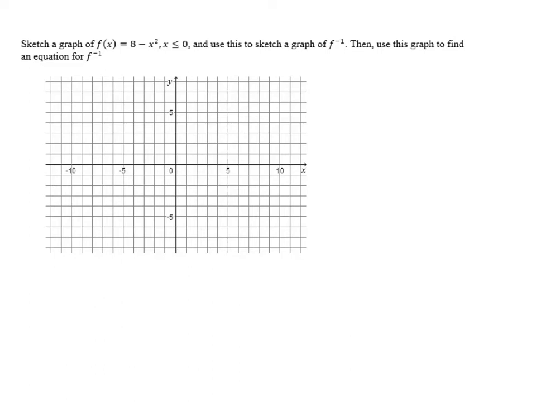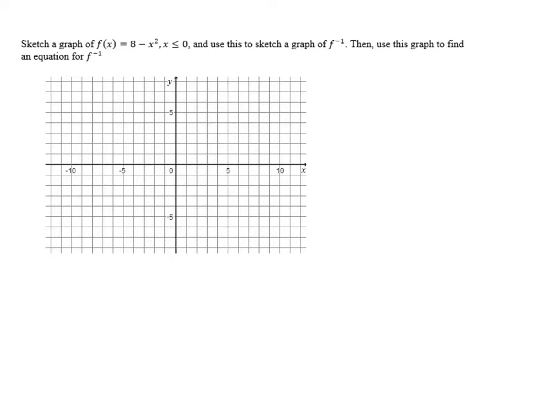Sketch a graph of f of x equals 8 minus x squared for x less than or equal to 0, and use this to sketch a graph of f inverse. Then use this graph to find an equation for f inverse. So here we're looking at f of x equals 8 minus x squared.